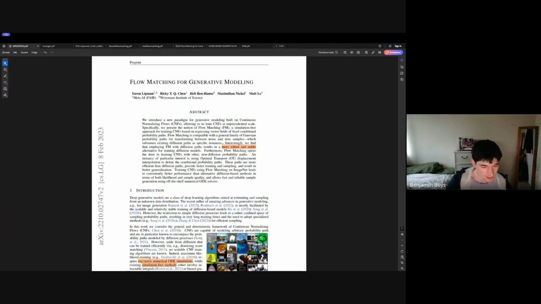Thanks, Peter. Yeah, so the paper we're looking at today is Flow Matching for Generative Modeling. It's a paper by Lipman, Chen, Ben-Hamu, Nickel, and Le, and it's a 2023 paper from ICLR. It was a top 25% notable paper and now has 600 citations.